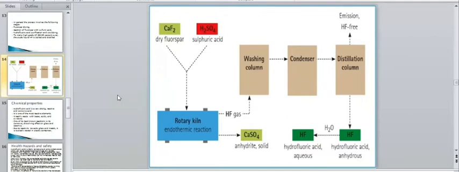There it cools down, and then again it goes through the distillation process where 99.98% pure hydrogen fluoride is obtained in the form without water, the crystallized form. And then water molecules are added, and hydrofluoric acid in its aqueous solution is obtained.